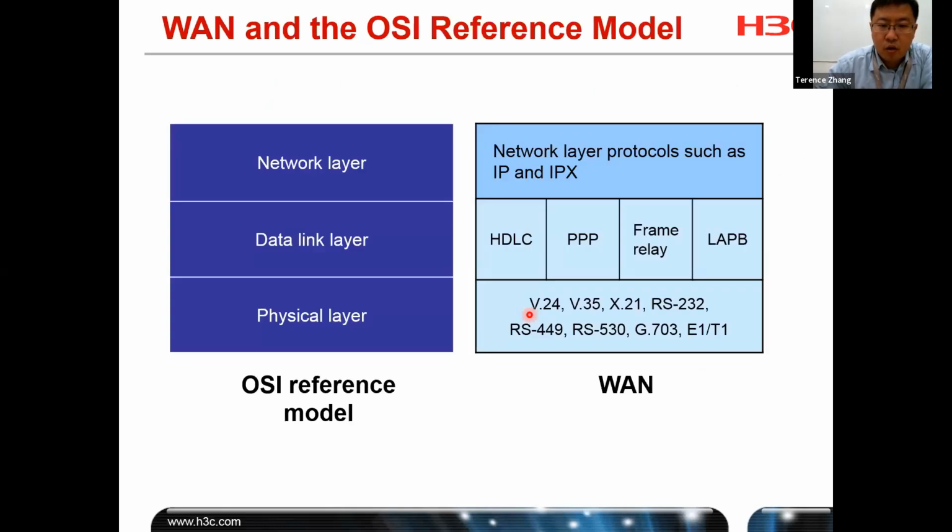WAN has the same layered structure as LAN, right? Just a different protocol, you could see. Also layer 2 and layer 1, with different protocols. The information we need to remember is that HDLC, PPP, and Frame Relay are the commonly used protocols. And for the physical layer cable, we remember V.24 and V.35. If we see these names, we know this is a WAN cable. It's not a LAN cable, right? For detailed information, we just need to know V.24 and V.35.